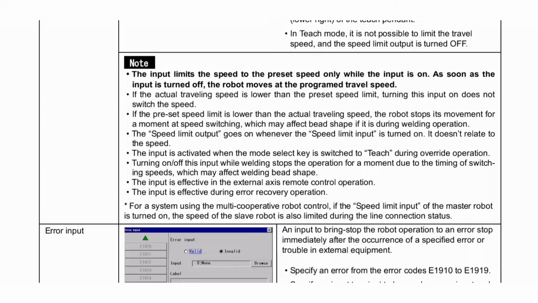The input is activated when the mode select key is switched to teach during override operation. Turning on of this input while welding stops the operation for a moment. Due to the timing of switching speeds, which may affect welding bead shape, the input is effective in the external axis remote control operation. The input is effective during error recovery operation. For a system using the multi-cooperative robot control, if the speed limit input of the master robot is turned on, the speed of the slave robot is also limited during the line connection status.